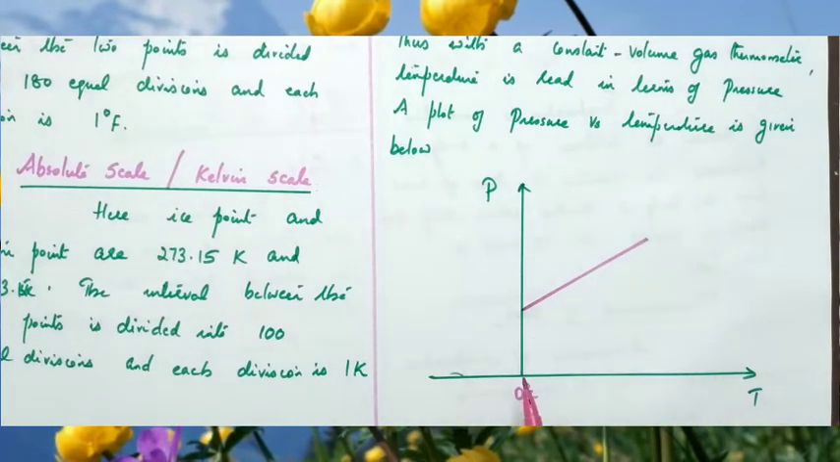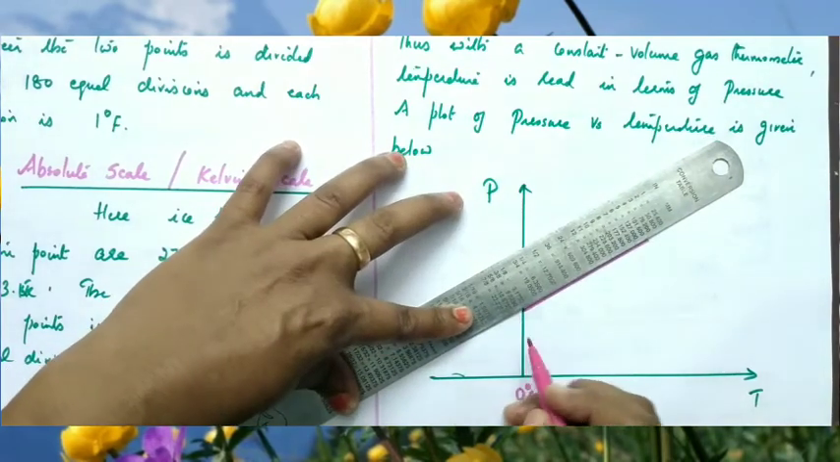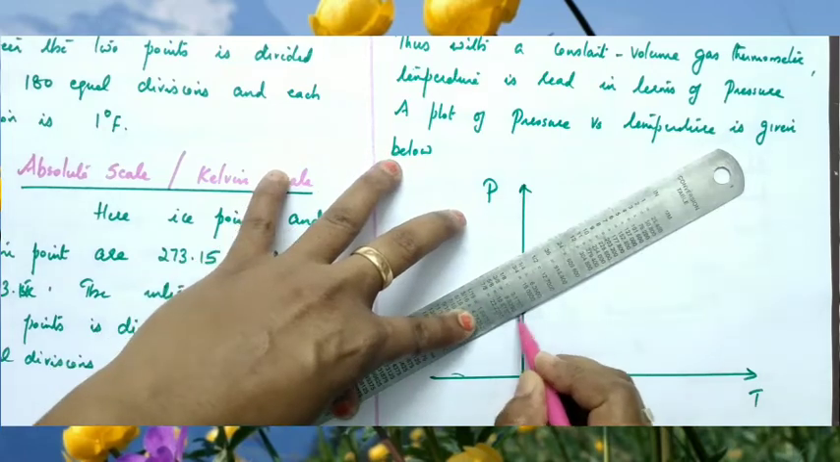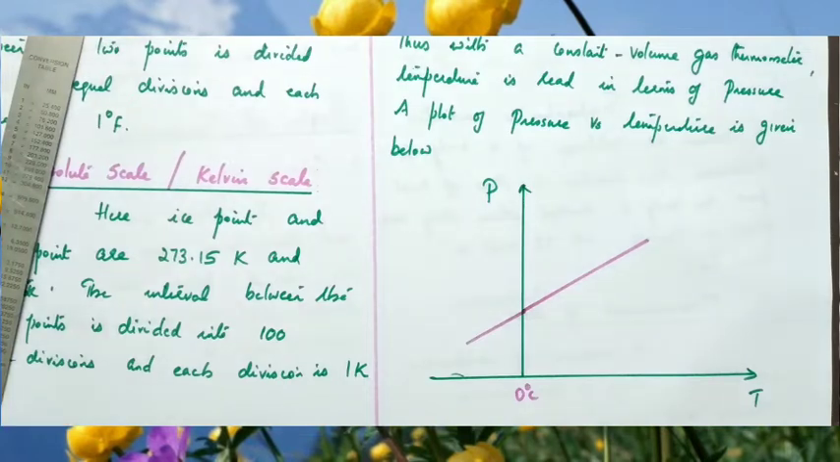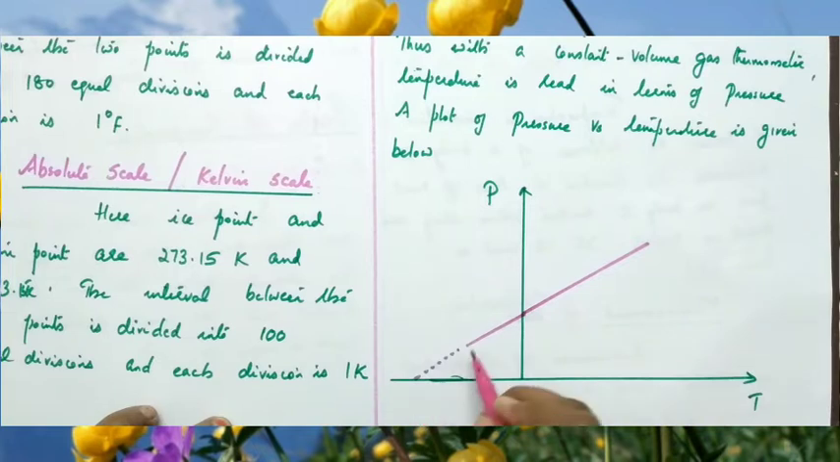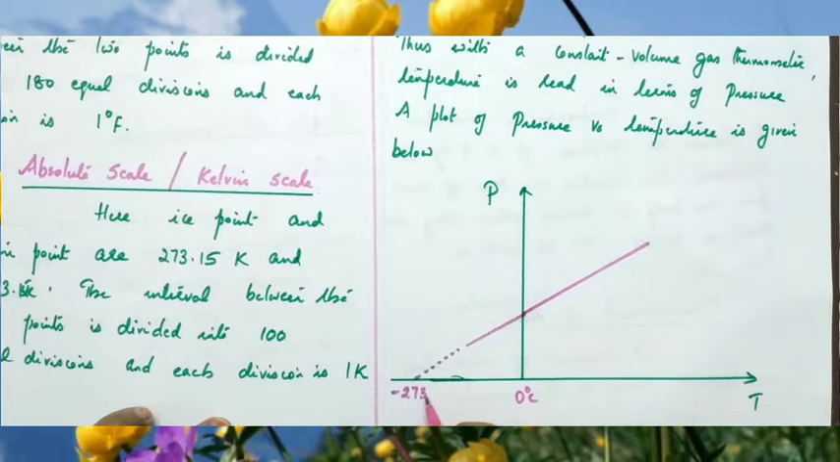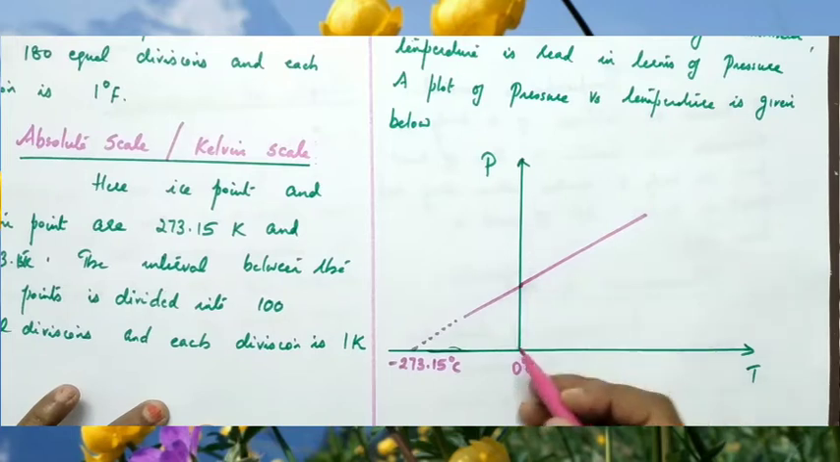It also shows that as temperature decreases, pressure also decreases. Then at a particular temperature, pressure becomes 0. If we extrapolate the graph, extending it backward, at a particular temperature pressure becomes 0, and that temperature is actually minus 273.15 degrees Celsius.